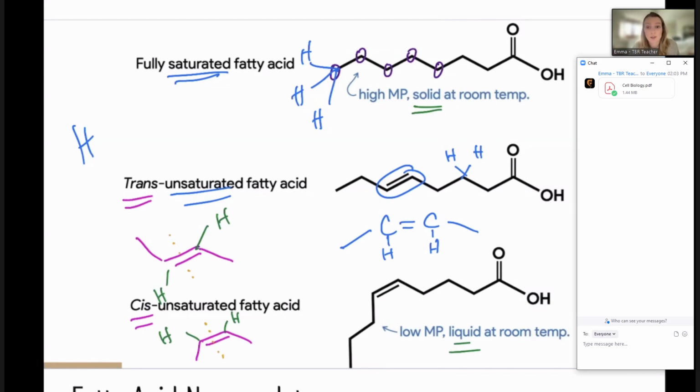So at room temperature, saturated fatty acids are often solid. Think of butter, think of bacon grease. Those are partly made up of other stuff as well, but saturated fatty acids. Compared to when I think about an unsaturated fatty acid, that is going to be liquid at room temperature. Think about olive oil, think about canola oil.